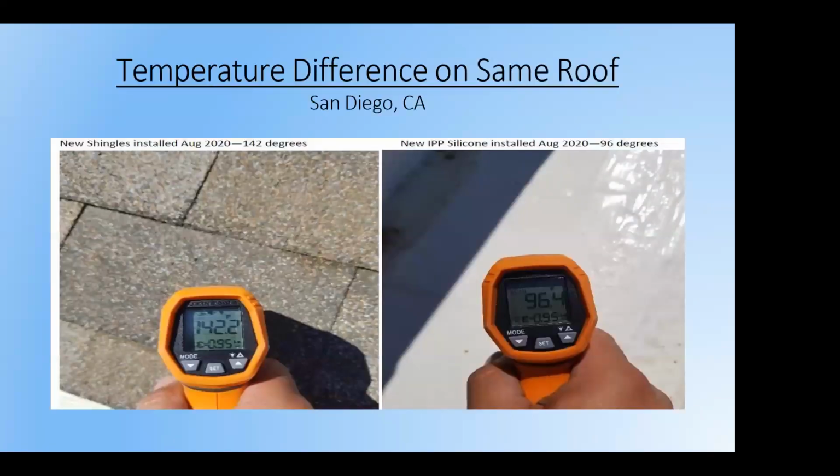This is temperature variance here. You can see a 46-degree difference. On the right-hand side, it's the silicone. On the left is shingles, and this silicone transitioned underneath those shingles, maybe about 18 inches up the slope.